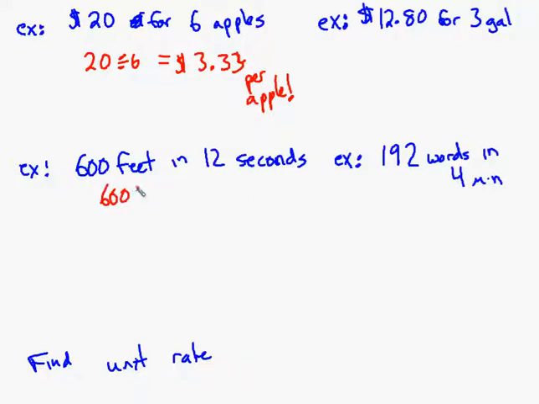All right, this one, what do we do? So we do 600 divided by 12, and what do we get? 50. Exactly. So we do 50 feet per second, so feet per second.